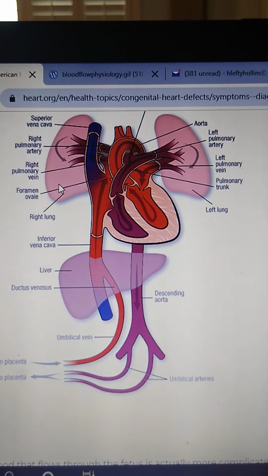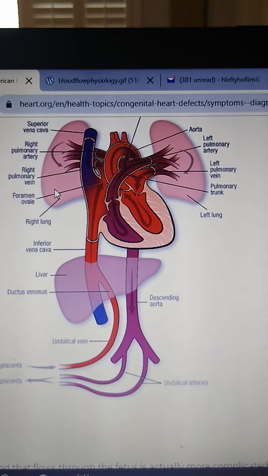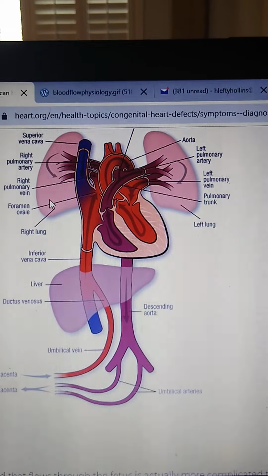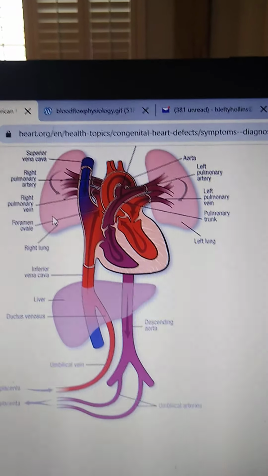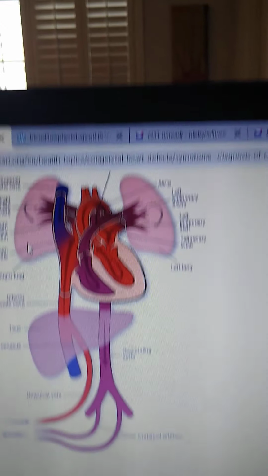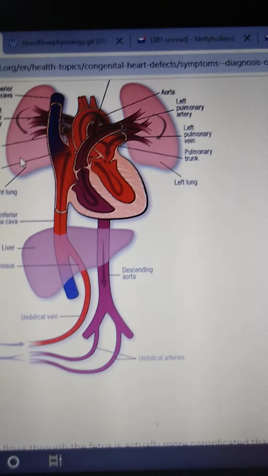From the aorta, the oxygen-rich blood is sent to the brain and to the heart muscle itself. Blood is also sent to the lower body. So very little is getting to the lungs during fetal circulation.